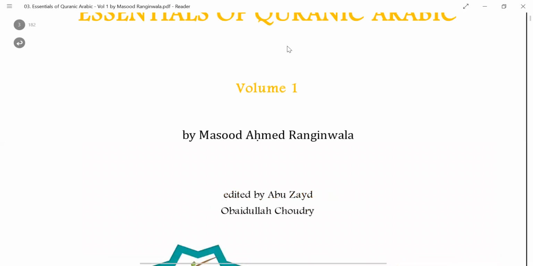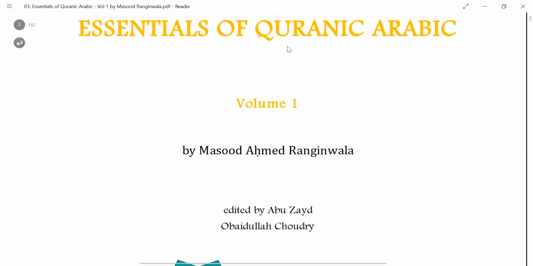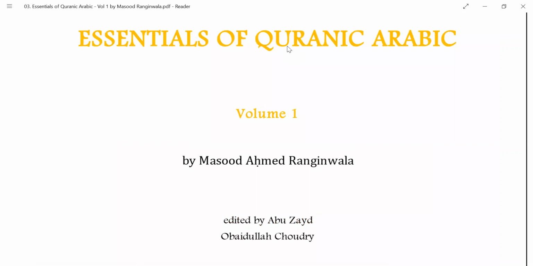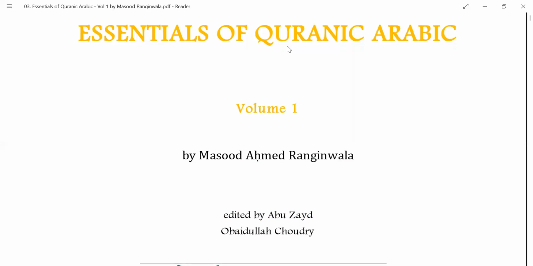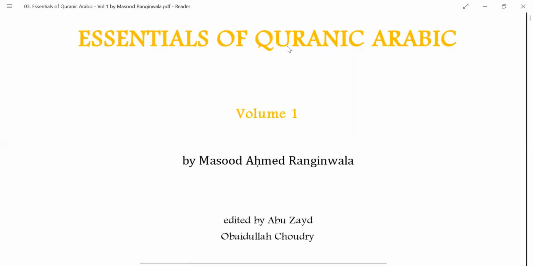So what we have here is the name of the book, Essentials of Quranic Arabic. The author is Masood Ahmad Ranginwala. This book is available as a course syllabus for Islamic Online University in the diploma section. Diploma is having free courses, no time limit, so you can do it as per your own time. So if you want, you can join over there and you can give the test.